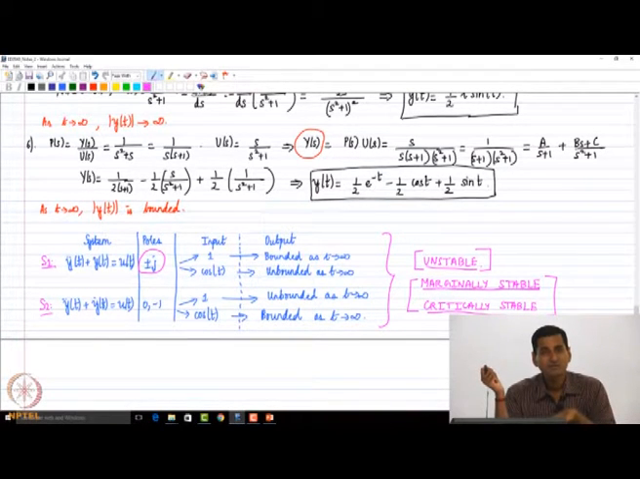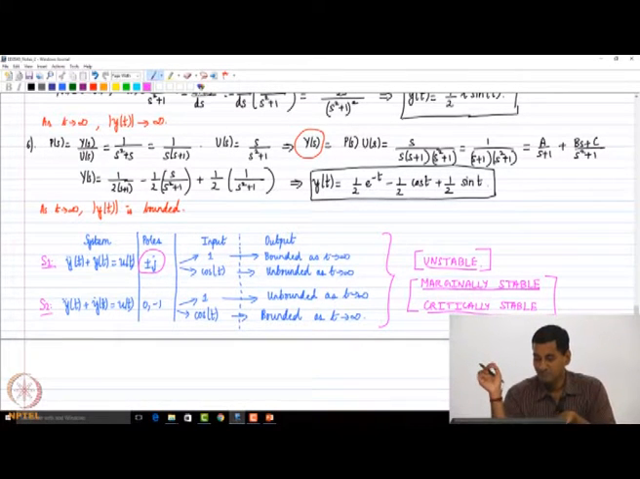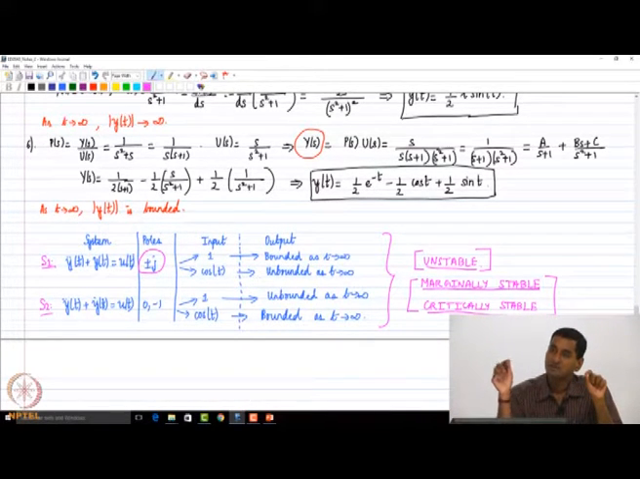Now, on the other hand, if you look at system S2, it has a pole at the origin. So, if you have a non-repeating pole at the origin and you give a step input, the output is unbounded. But for all other sinusoidal inputs, the output is bounded. That is the property of S2.